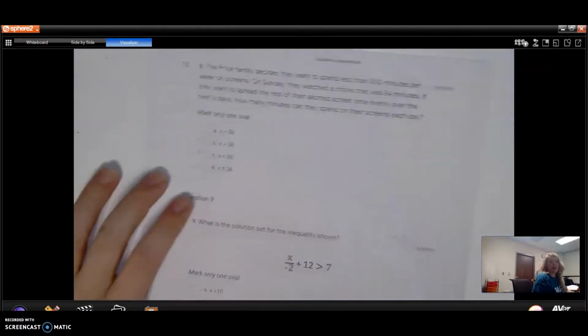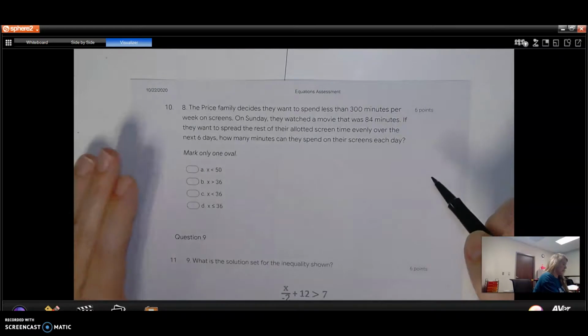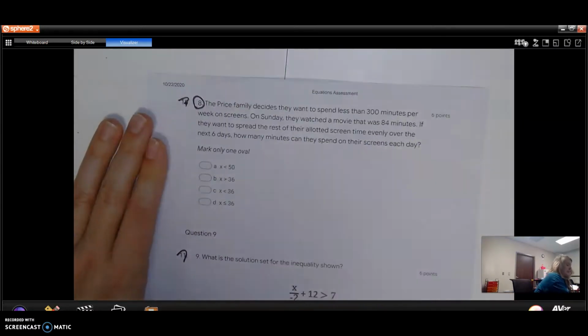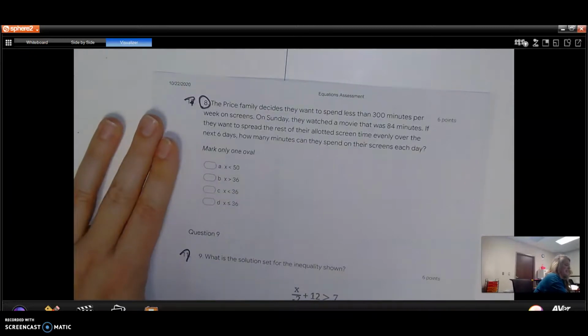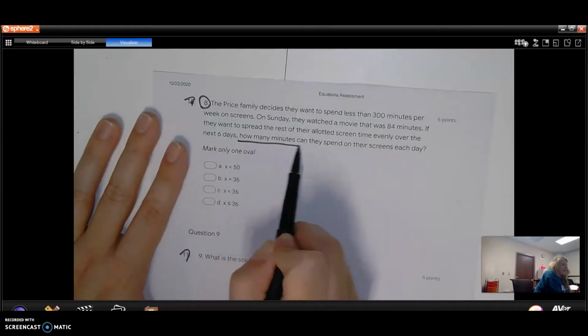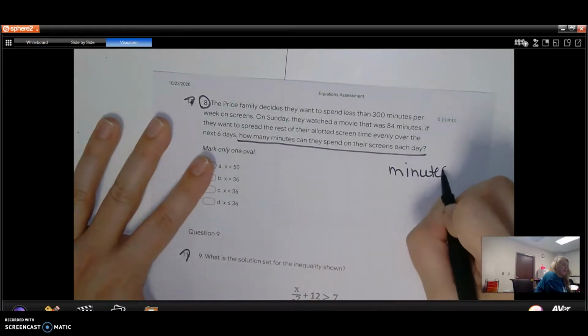All right, guys, I'm sitting at about 12 minutes right now, so I'm going to do one more, and then I'm going to have to make a second video. So let's look at number 8. Number 8 says the Price family decides they want to spend less than 300 minutes per week on screens. On Sunday, they watched a movie that was 84 minutes. If they want to spread the rest of their allotted screen time evenly over the next 6 days, how many minutes can they spend on the screen each day? So we're looking for the minutes each day.